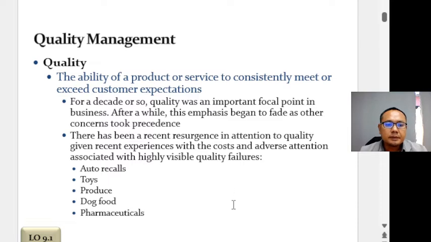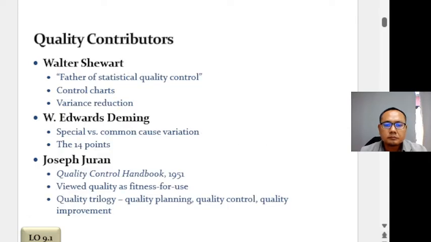As you can see from here, there are some core quality pioneers who shape current thinking and practice. Some quality contributors are like Walter Stewart. Walter Stewart was a genuine pioneer in the field of quality control, and has become known as the father of statistical quality control. He developed control charts for analyzing the output of processes to determine when corrective action was necessary.